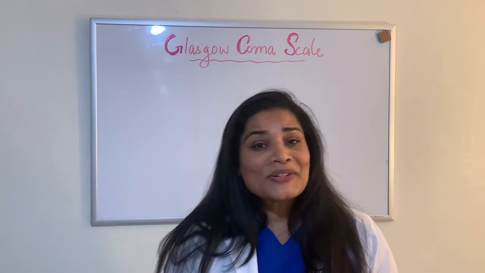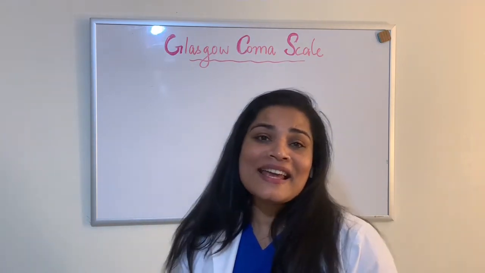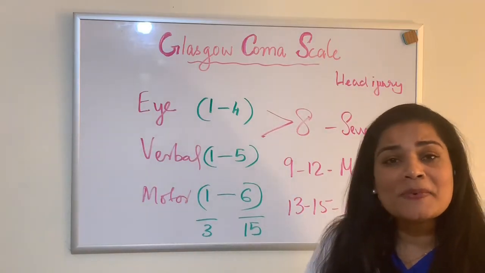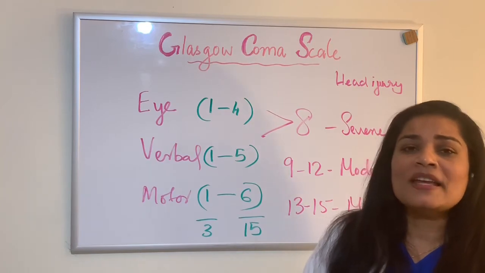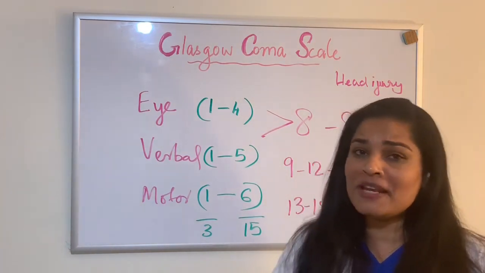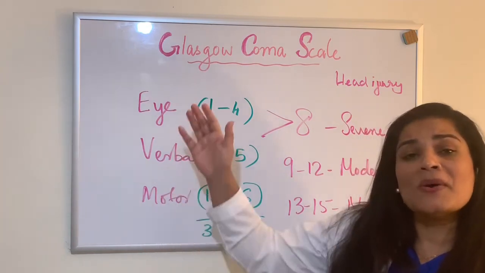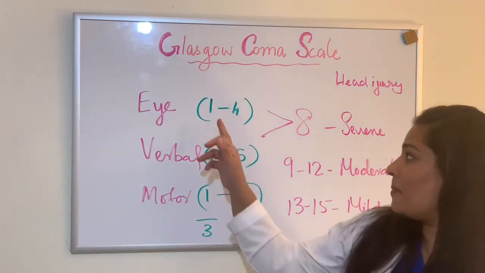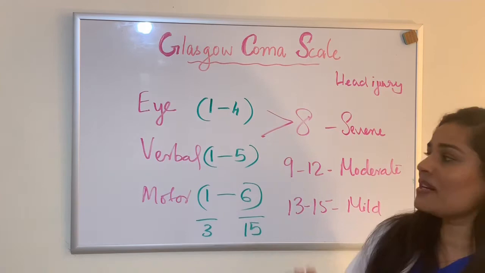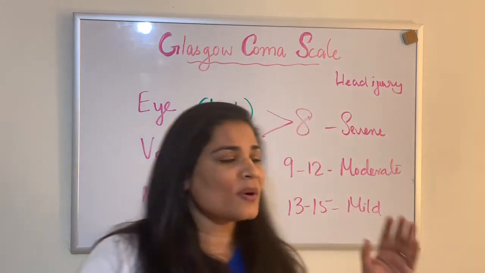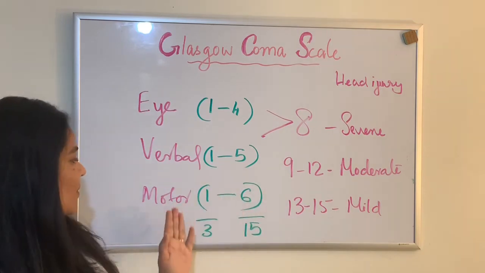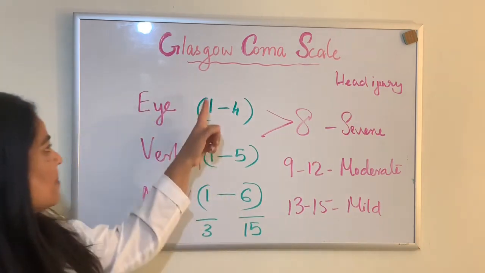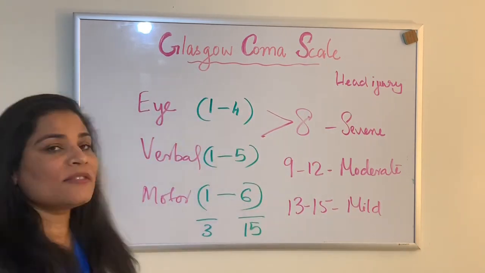The Glasgow coma scale was introduced in 1974 by Teasdale and Jennett. It has three major components: eye response, motor response, and verbal response. Every component is assessed with a minimum and a maximum score. The minimum score is 1, and the maximum varies in each component. Eye response: minimum 1, maximum 4. Verbal response: minimum 1, maximum 5. Motor response: minimum 1, maximum 6. So altogether, the minimum score is 3 and the maximum is 15.